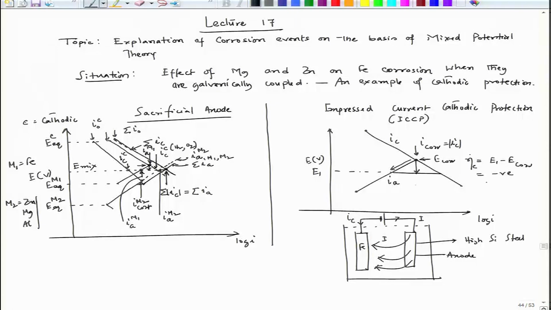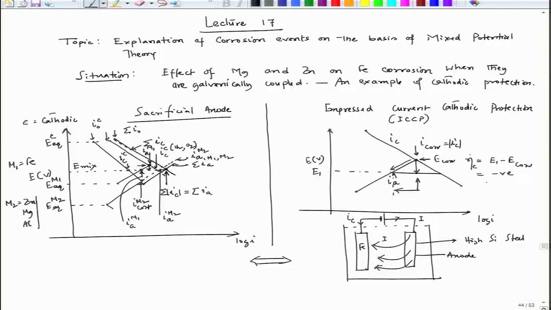So, corrosion current density was here and now it comes to this. So, corrosion rate has reduced. This is also cathodic protection, but here we are sending current from an external source, and it is called impressed current cathodic protection. Now, the main difference between these two is in the way the negative current is sent to the iron surface.